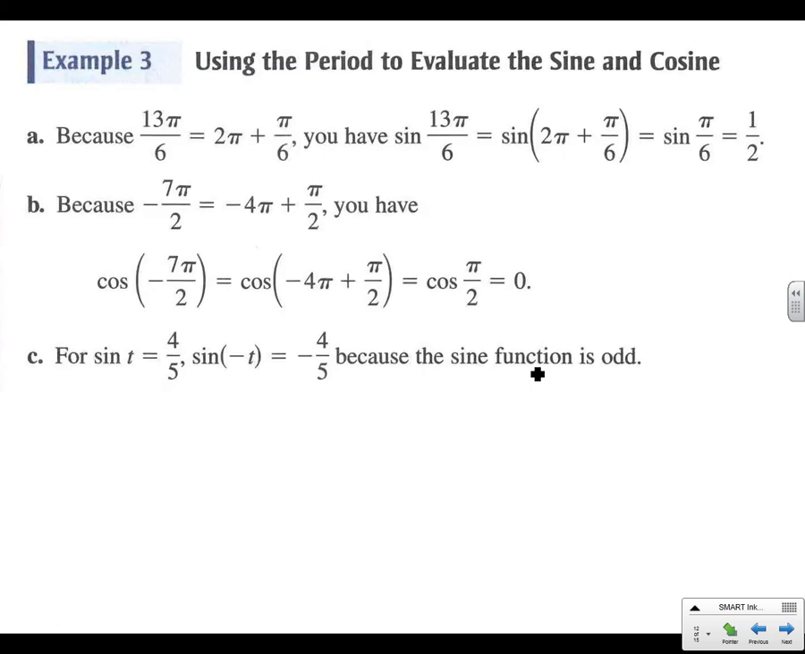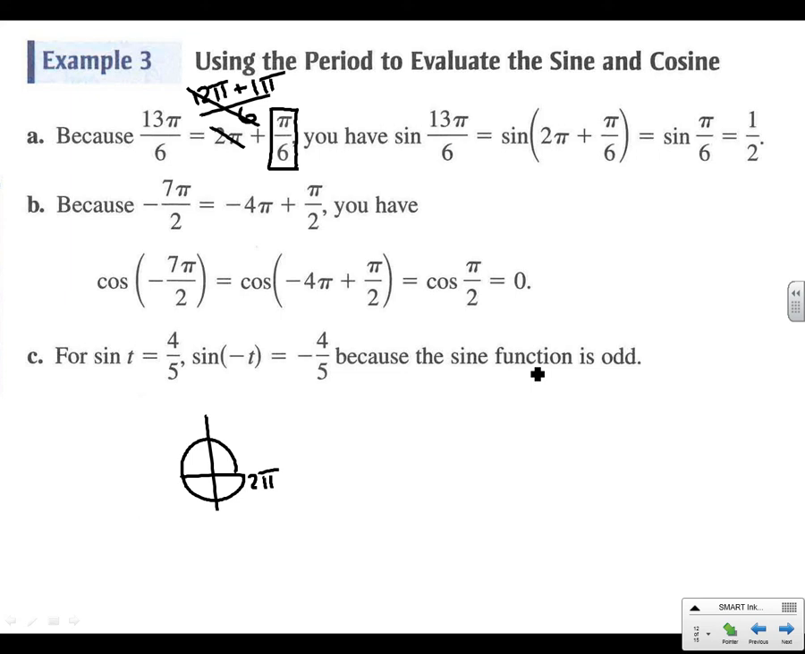So example 3, just a couple examples here, and all of these, A and B, are just saying that if you go around the circle once, that's equal to 2 pi. And that just gets you back where you started. So 13 pi over 6 is the same as saying 12 pi plus 1 pi, all over 6. 12 pi over 6 is 2 pi. So we can get rid of that. We're back to where we started. So really, we're just looking at pi over 6. What's the sine of pi over 6? The answer is 1/2.